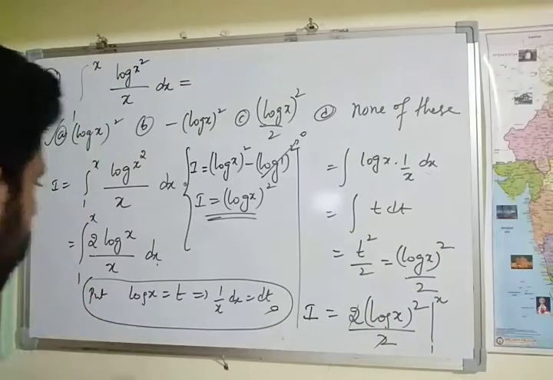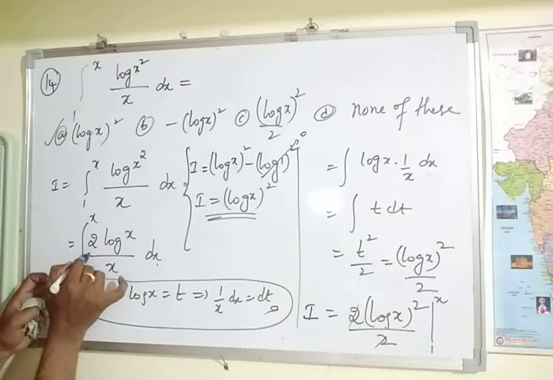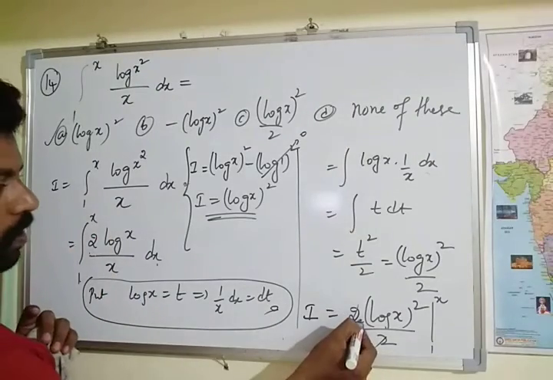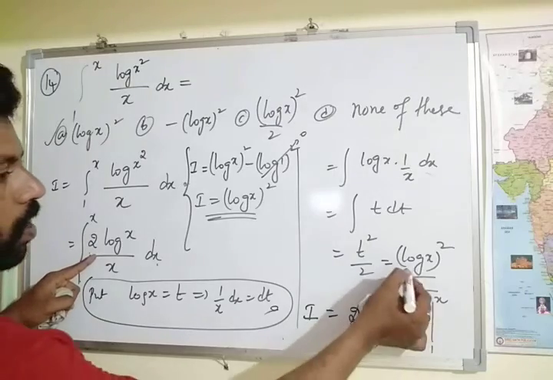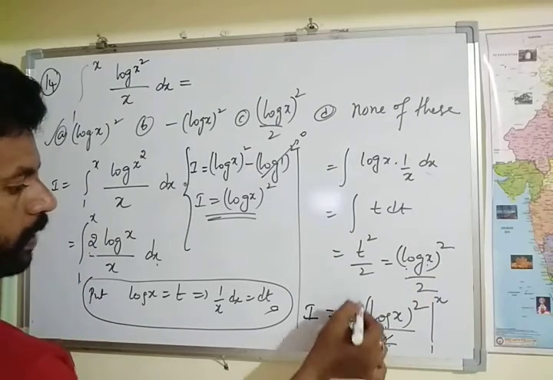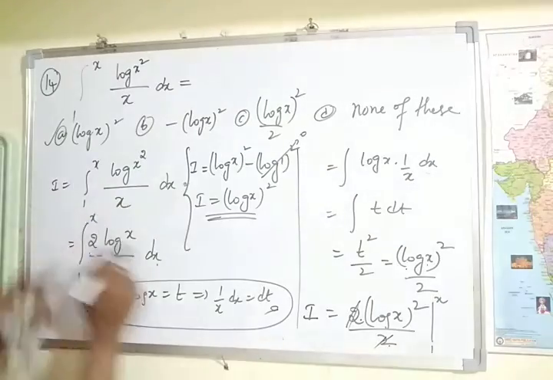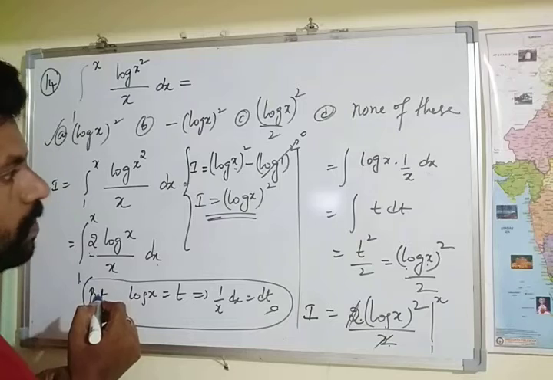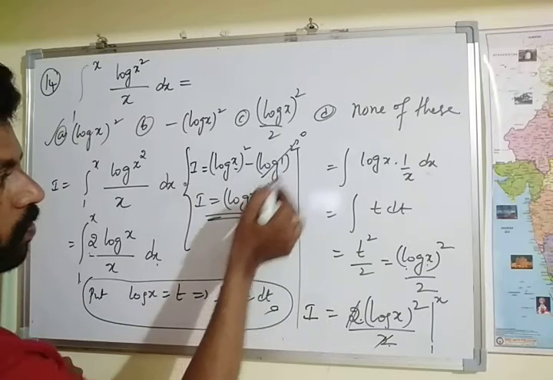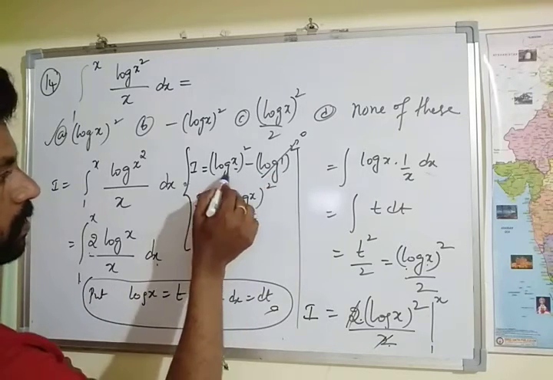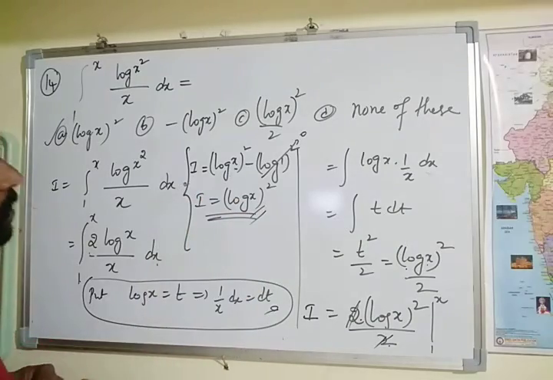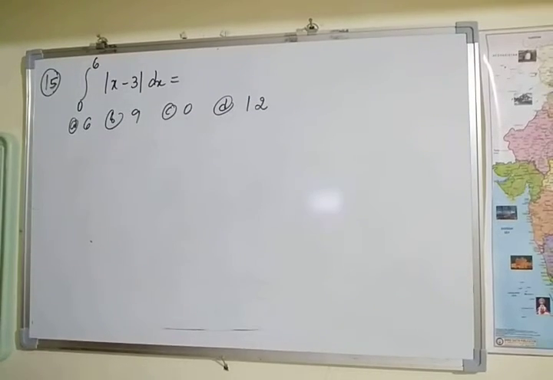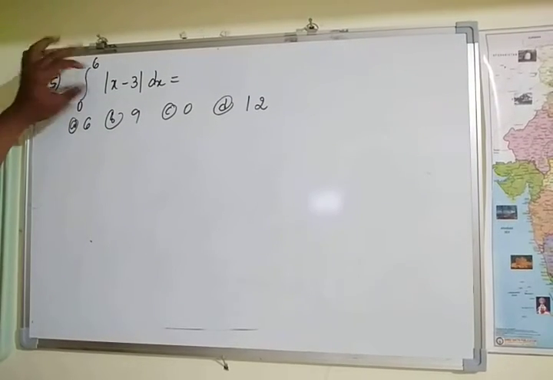Now here we have the integral from 1 to x of this term. Taking the 2 outside, that is 2 into the integral of this result, we get (log x) whole square divided by 2. The 2 gets cancelled. Here we have limits 1 to x, upper limit x and lower limit 1. Substituting the upper limit, x is the same, (log x) whole square minus (log 1) whole square. Log 1 is 0, so the result is (log x) whole square. Option E is correct.